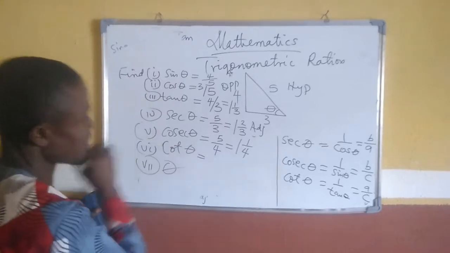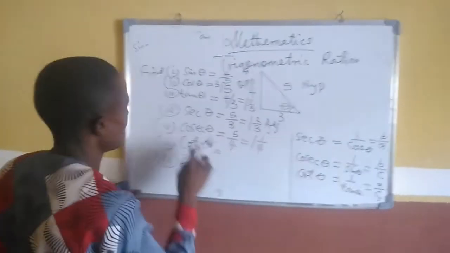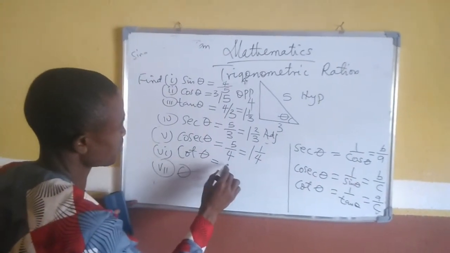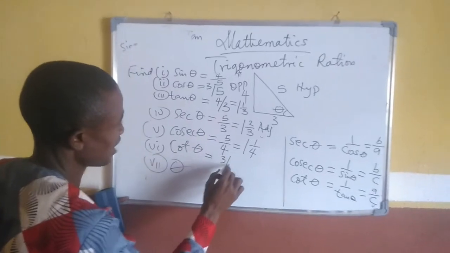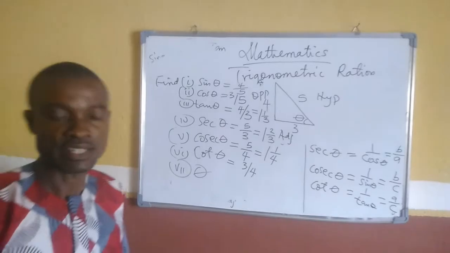And then what will be our cot? Cot theta. Our cot is what? 1 over tan. And what's our tan? 4 over 3. That means cot is going to give us what? 3 over 4. The question now is, what is the theta?